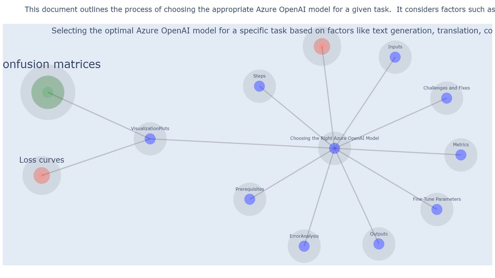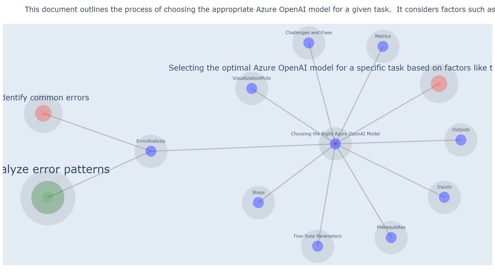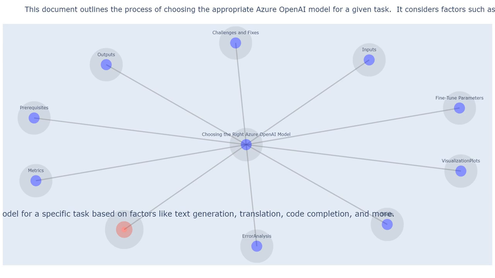Error analysis. Identify common errors that the model makes, such as incorrect predictions, grammatical mistakes, or inconsistencies in generated text. Analyze error patterns to understand the reasons behind these errors. This can involve examining the specific examples where the model failed and identifying potential biases or limitations in the training data or model architecture.